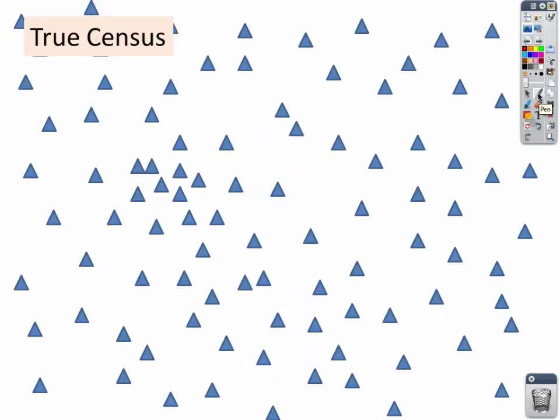In determining the population, we can ask ourselves how many triangles are on this page. What you can do is literally go through here and count. If you did that, you would be taking what's called a true census. You would be walking around literally counting the number of ash trees, let's say, in a forest. That true census is the best way to determine population because you're actually counting. But that's very hard to do. A lot of times we can't do that.